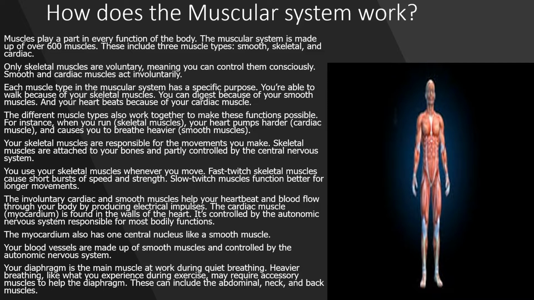Each muscle type in the muscular system has a specific purpose. You're able to walk because of the skeletal muscles. You can digest food because of your smooth muscles. And your heart beats because of your cardiac muscle. The different muscle types also work together to make these functions possible.